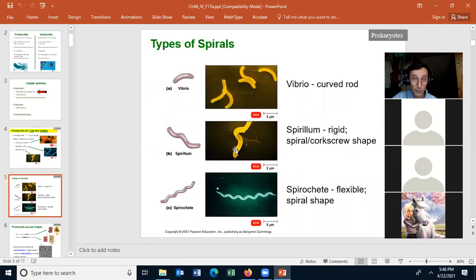And here we have a spirillum. The spirillums are rigid. They tend to spiral in a corkscrew type shape. You can also have a spirochete, which has many bends in it like the spirillum, and they are more flexible, bendable than the spirillum. Any question about the different types of spirals?